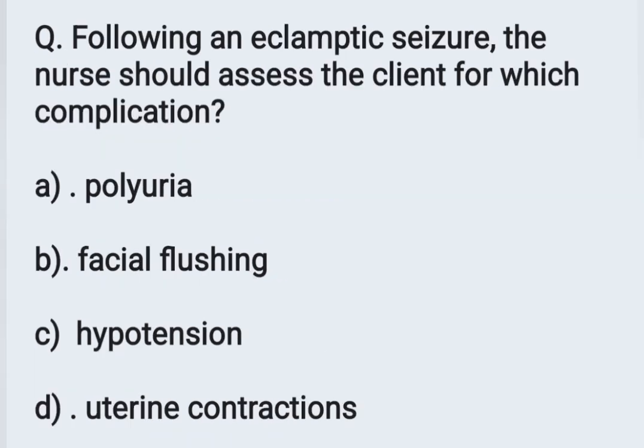Following an eclamptic seizure, the nurse should assess the client for which complication? Options. Option A, polyuria. Option B, facial flushing. Option C, hypotension. Option D, uterine contractions. Here the question is, which complication should the nurse assess after an eclamptic seizure?